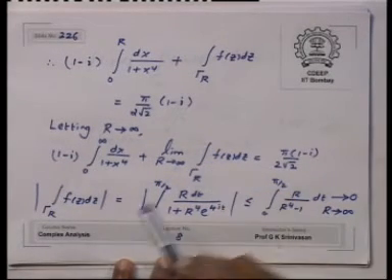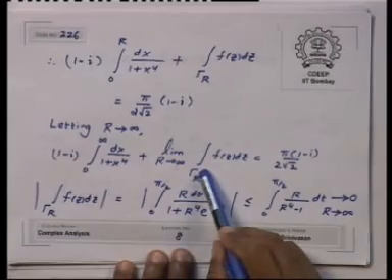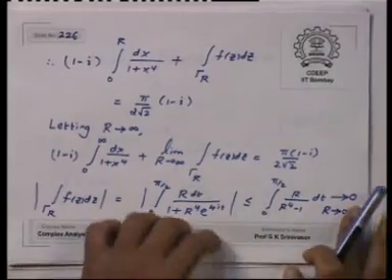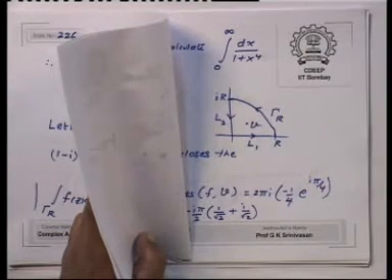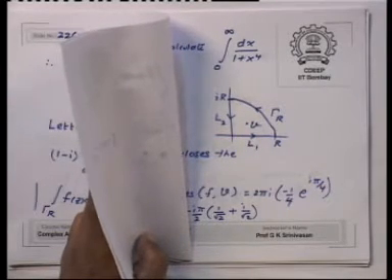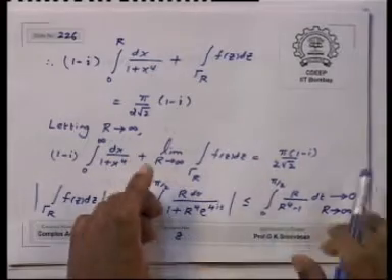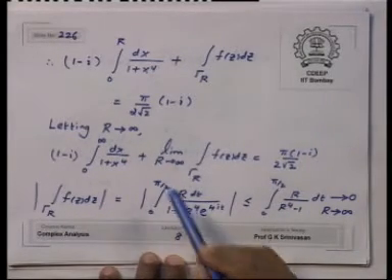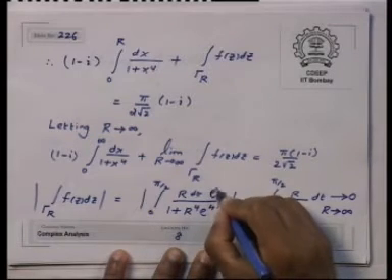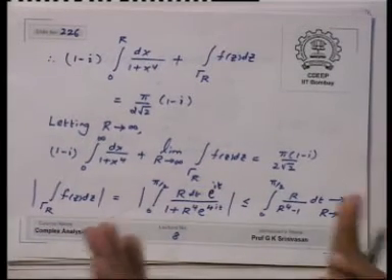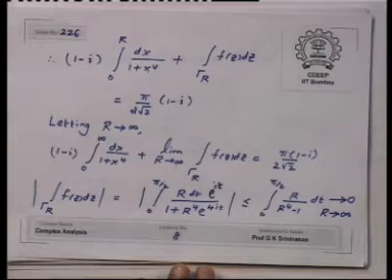Why will it go to 0? Check. How do you integrate over gamma r? Parameterize. What is gamma r? r e to the power I theta, where theta runs from 0 to pi by 2. So, 0 to pi by 2, r I e to the power I t dt. When I take the absolute values, the I will go away, e to the power I t will go away, correct.